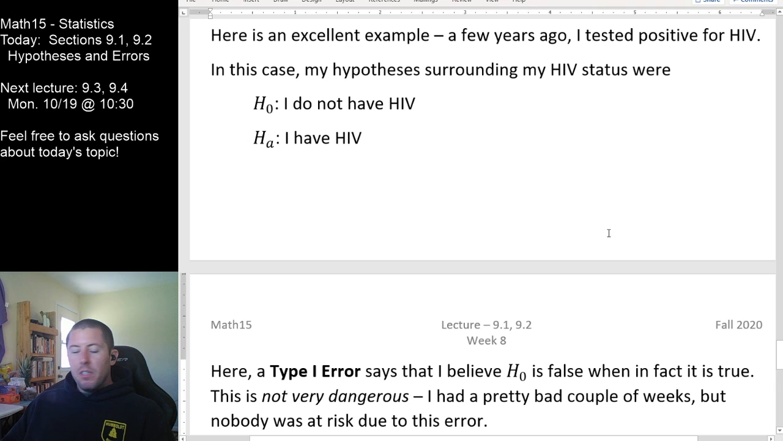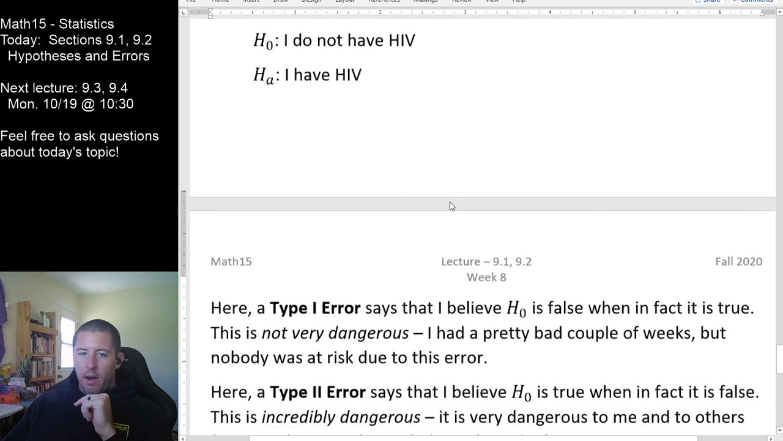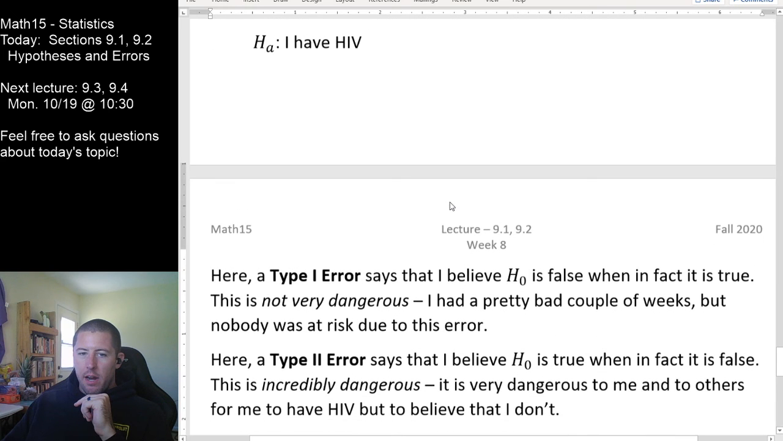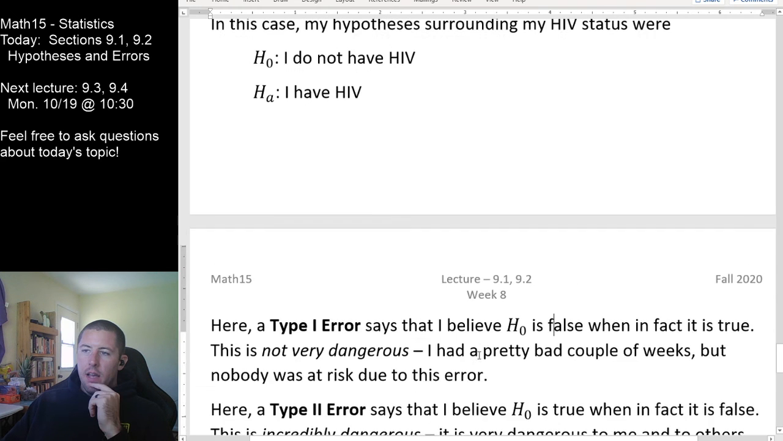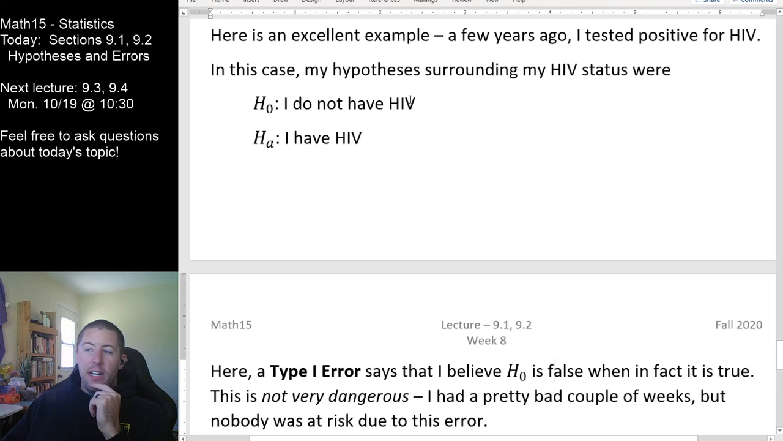So here's my type one error. I thought that I had HIV, but I didn't. It was a bummer week for me, but there's no risk associated with it. Now, super importantly, what's the type two error in this case? A type 2 error always says, I believe the null hypothesis is true when in fact it's false. Here, that says I believe that I don't have HIV when I do.